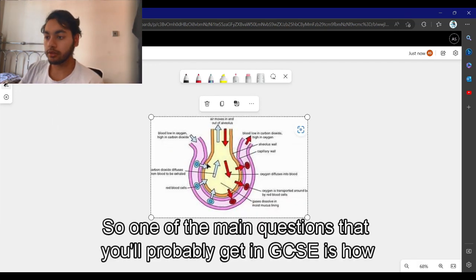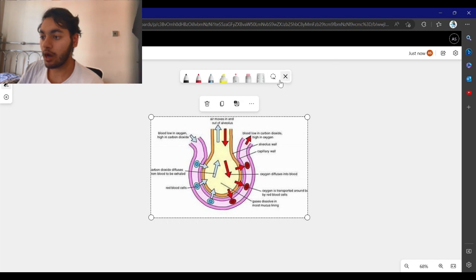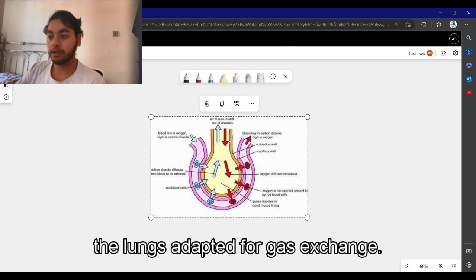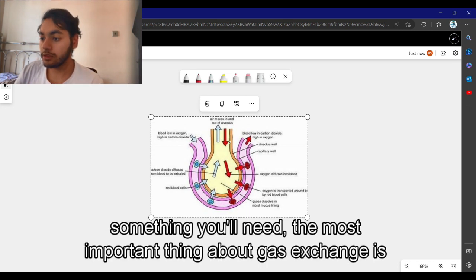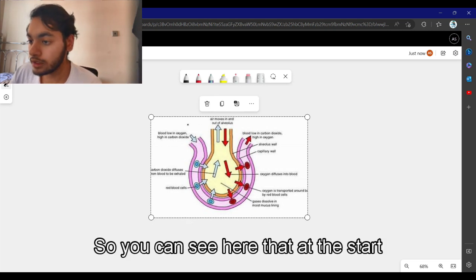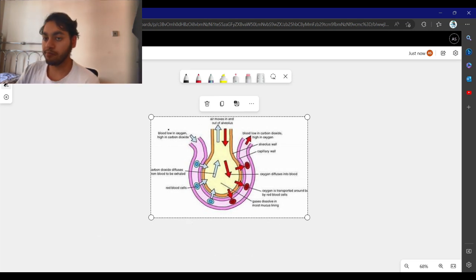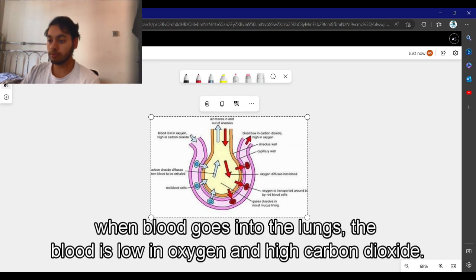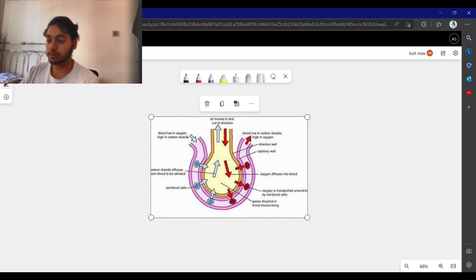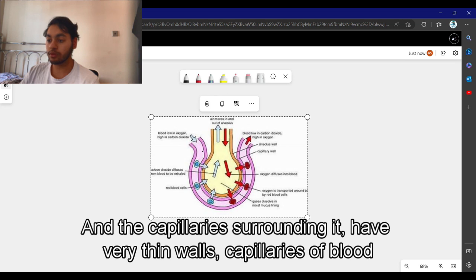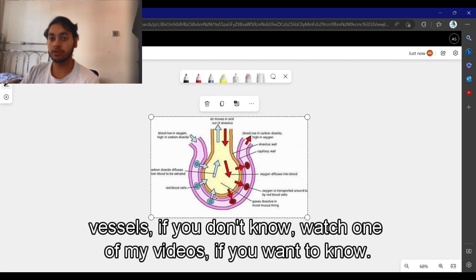Right, so one of the main questions that you'll probably get in GCSE is how the lungs are adapted for gas exchange. The most important thing about gas exchange is the alveoli. You can see here that at the start, when blood goes into the lungs, the blood is low in oxygen and high in carbon dioxide. But we can see here that the alveoli have very thin walls, and the capillaries surrounding them have very thin walls. Capillaries are blood vessels. If you don't know, watch one of my videos.